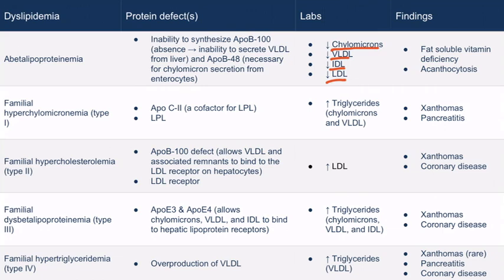The vision changes can be explained by vitamin A deficiency, so a fat-soluble vitamin deficiency. The neurological changes can be explained in part by the vitamin E deficiency. The diarrhea can be explained by fat accumulation in the bowel, which acts as an osmotic agent and can result in lifelong steatorrhea. So again, this patient most likely has a deficiency of ApoB100 and ApoB48. Okay, let's continue discussing lipid transport and then we'll return to this table.